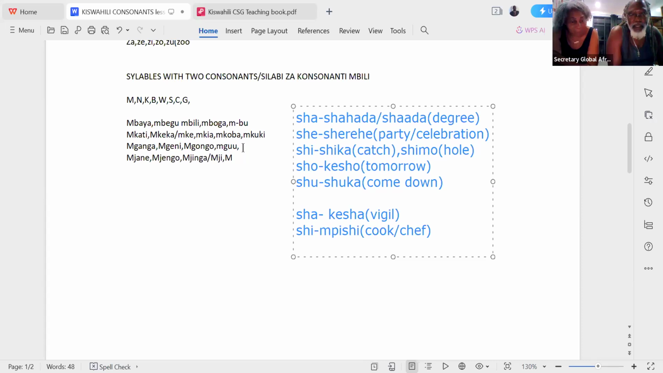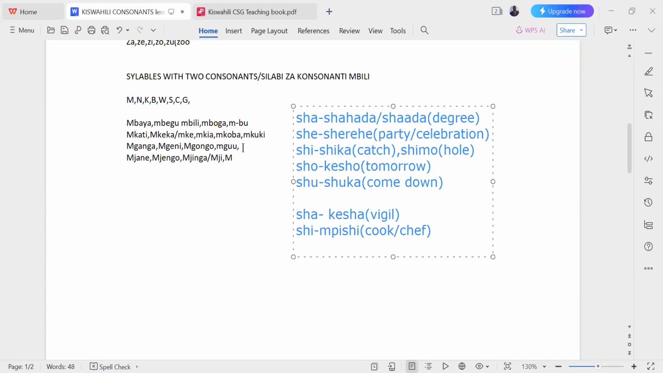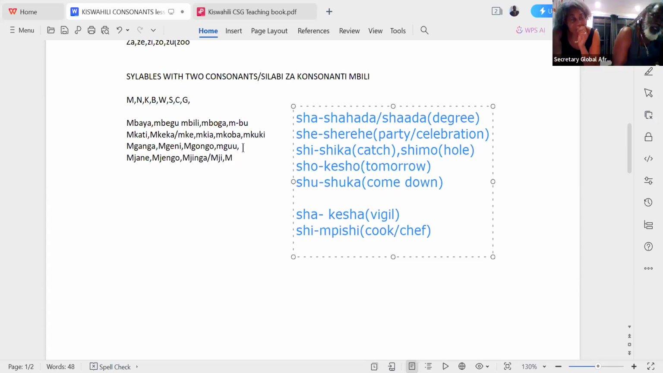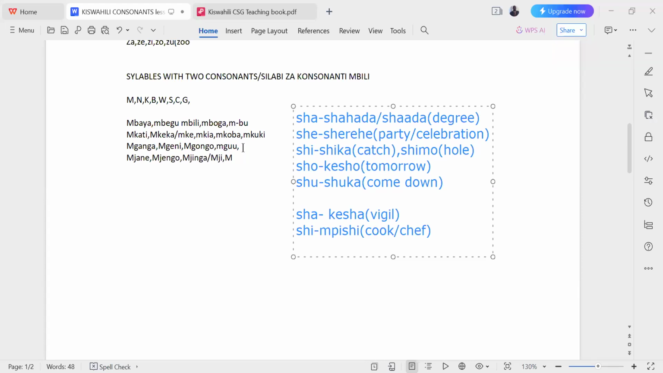You're almost having the same weakness as my community, where we tend not to put an H. So like shuka, we'll say suka. The S, we tend to say alone, but it's sh. Like in kesho, you say kesho, always kesho, sho. Mpishi. Yes. So we've come to an end of our class today.